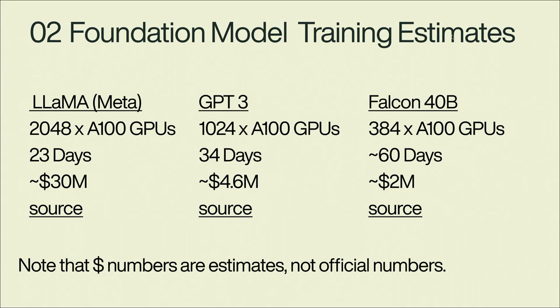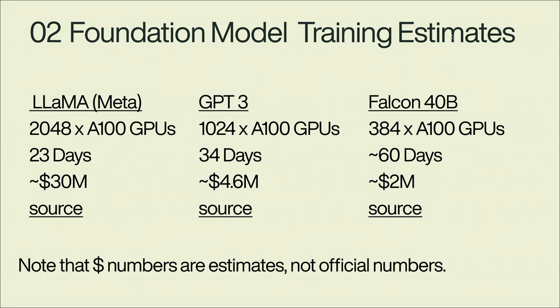Here are some estimates that I put together and pulled from information off the internet. The information around how much money these companies actually spend to train these is not necessarily something that they share openly, but you can do a little bit of back-of-the-envelope math to try and figure this out. To train Llama 1, the first version of Llama, they used over 2,000 A100 GPUs. Each A100 GPU is like 15 grand. And it took 23 days on over 2,000 GPUs to do that training. So that was very expensive. Some of the estimates out there said it's probably around $30 million.